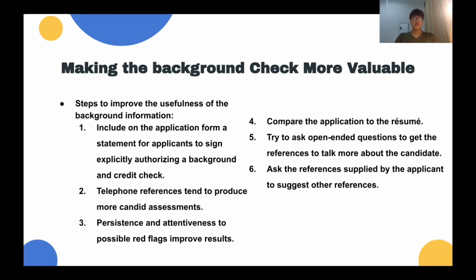There are steps to improve the usefulness of the background information. First, include on the application form a statement for applicants to sign explicitly authorizing a background and credit check. The second, telephone references tend to produce more candid assessments. Persistence and attentiveness to possible red flags improve results. Compare the application to the resume. Try to ask open-ended questions to get the references to talk more about the candidates. To last, ask the references supplied by the applicant to suggest other references.